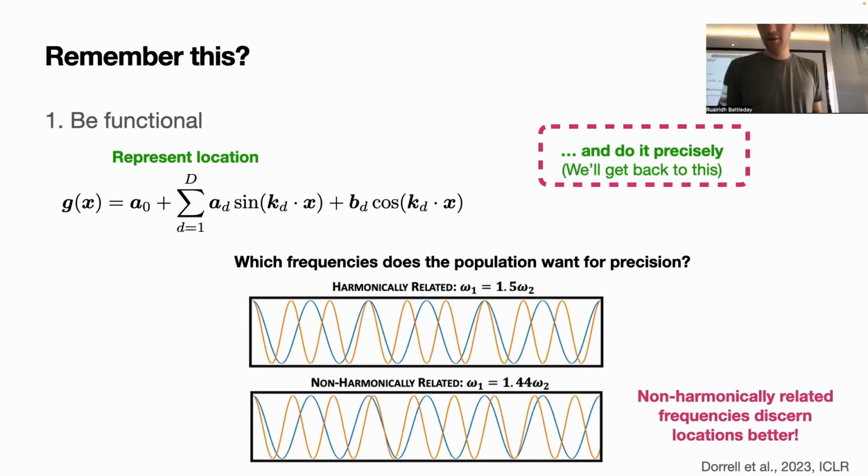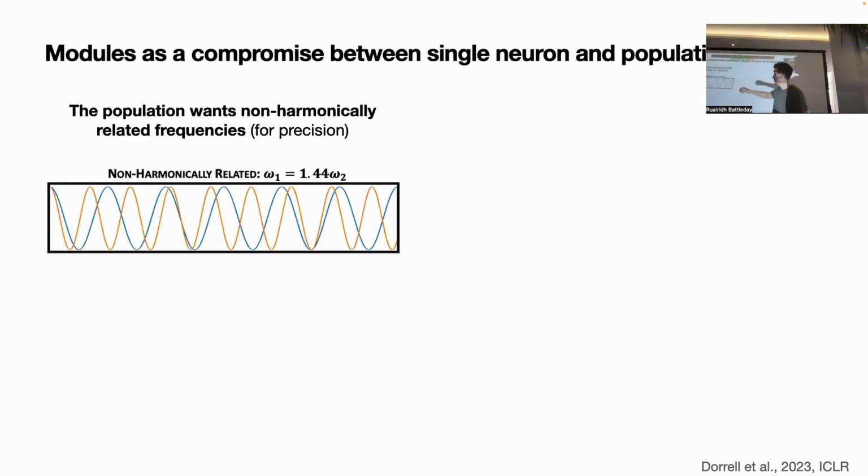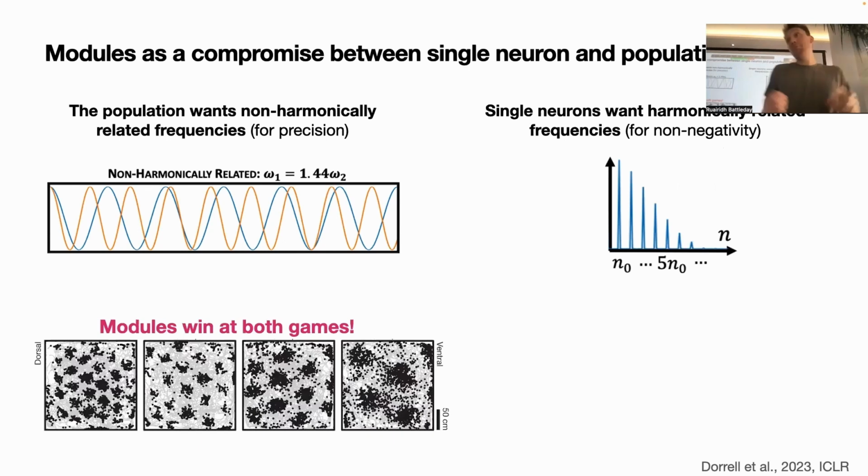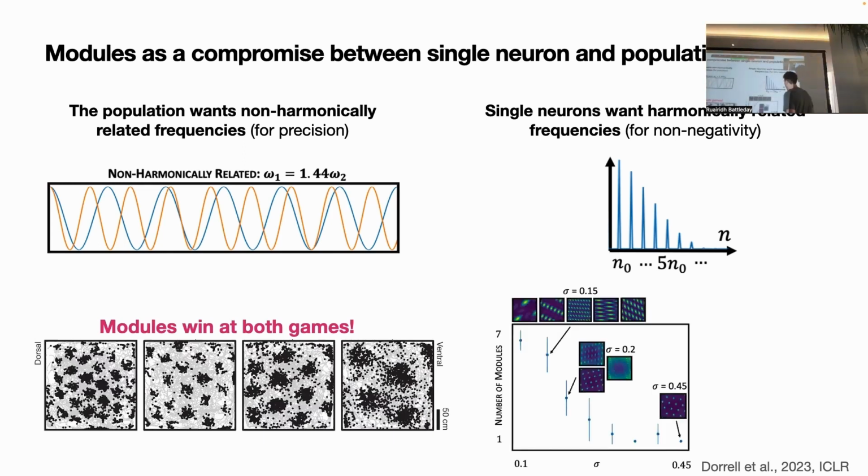Okay, non-harmonic, yeah, exactly. So there's some interesting battle that's going on. The population wants these non-harmonic frequencies because it can decode points better. But single cells want harmonically related frequencies so they can be non-negative. That's a battle. And the way you can solve that battle is by modules, okay? So you have these modules where each module has lots of the same frequencies, so you can be non-negative. But across the population, you have lots of non-harmonically related modules, so you can still decode location better. And some evidence towards that, we can train lots of models. We can trade off this parameter, which essentially trades off how important these two terms are. We can see that in one regime of the parameter, you get lots of modules. In another regime of the parameter, you only get one module.